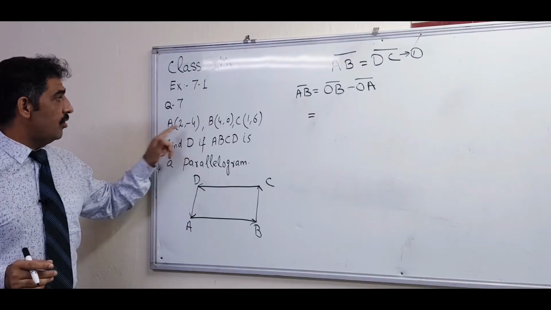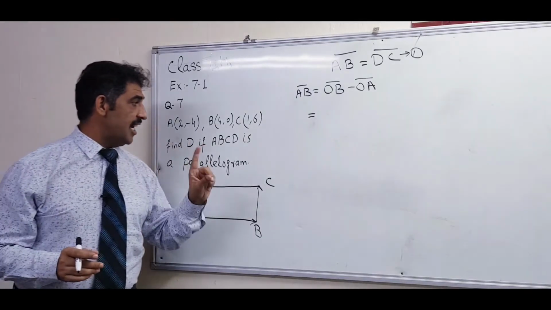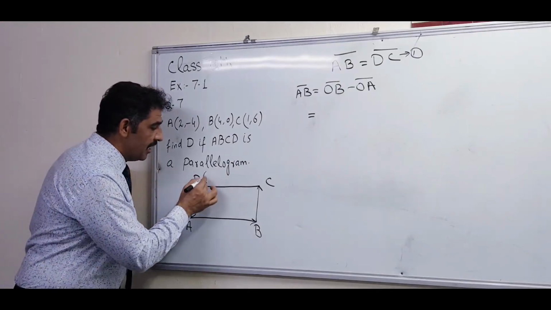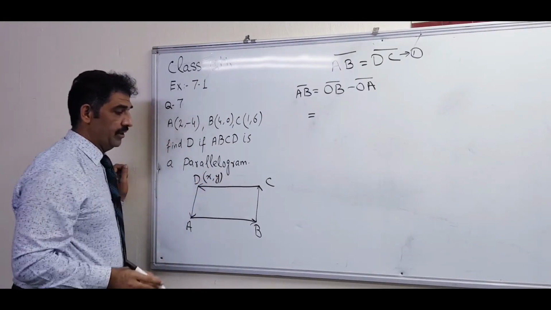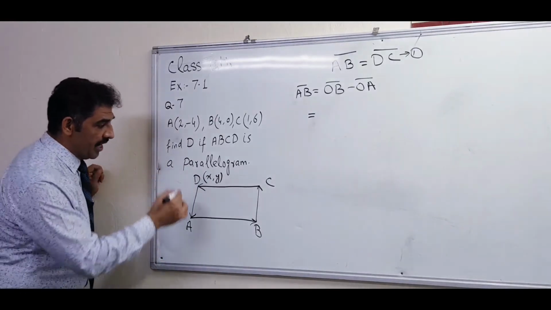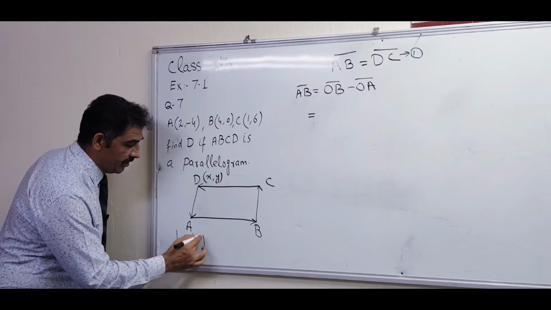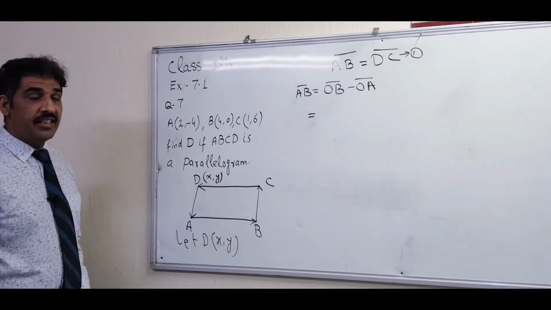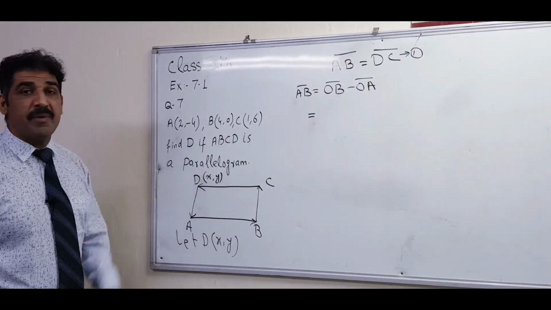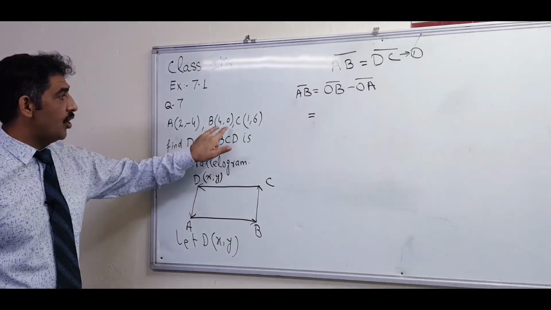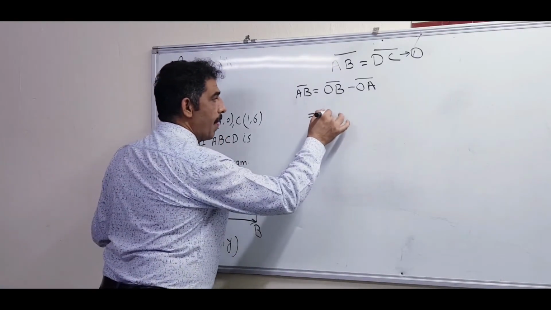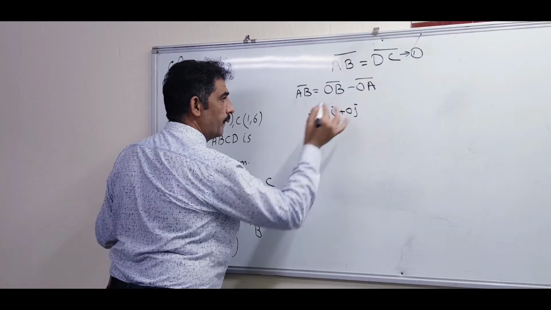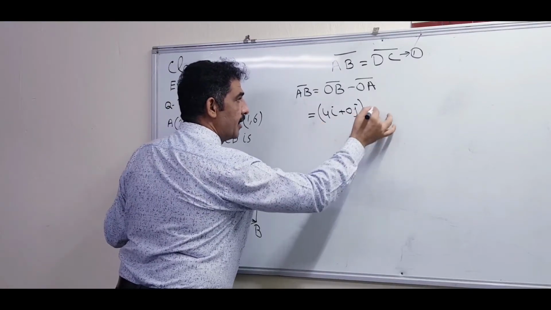One thing I am missing is that the D coordinate is not given to us. So we consider its name to be x comma y. Let D be x and y. So AB is equal to OB minus OA. I am writing directly the value of OB: 4i plus 0j. Here I use the bracket, minus OA.